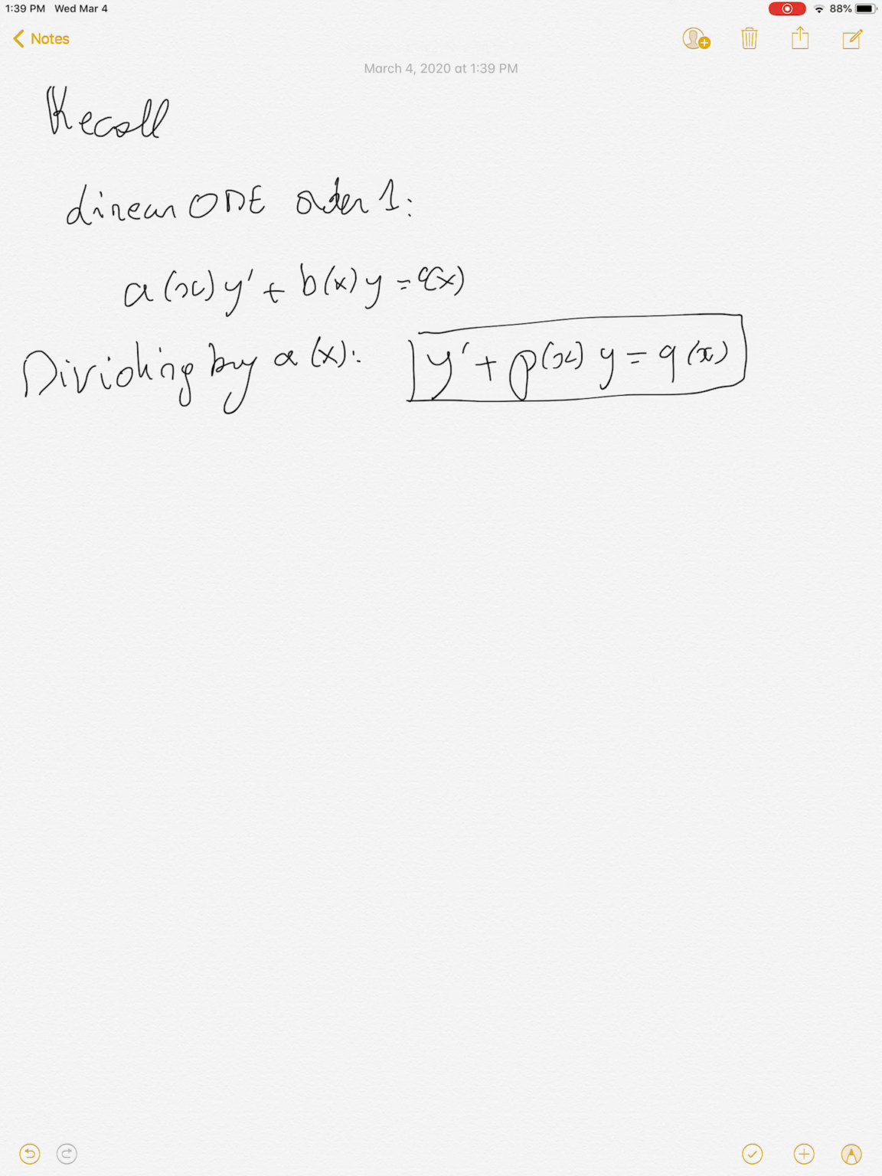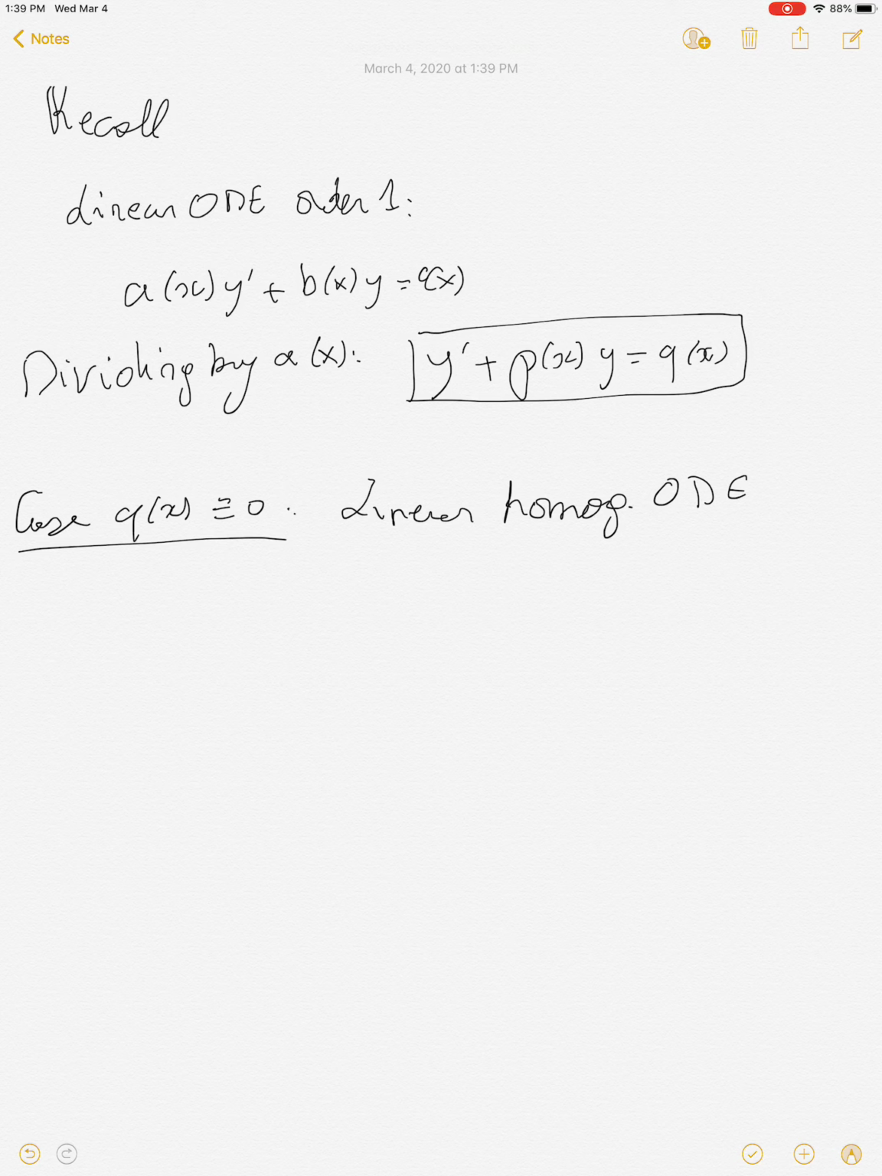Now in the case where q(x) is identically equal to 0, we get what we call the linear homogeneous ODE, and this you have already seen how to solve. Now in the more general case, which is when q(x) is not necessarily 0, we want to solve the following equation, star, when q(x) is not identically 0.